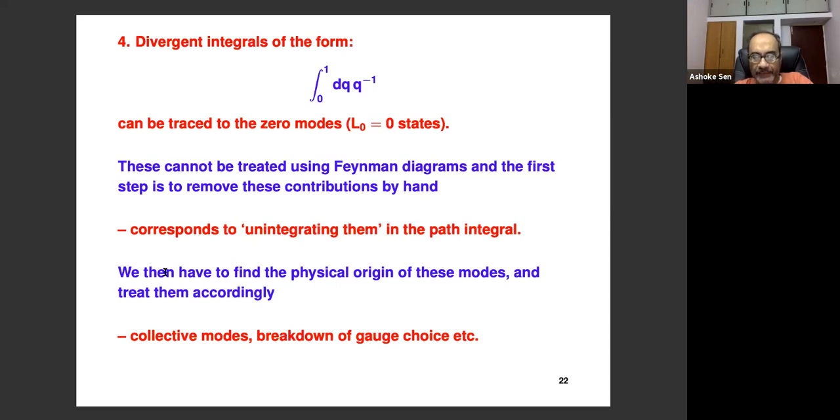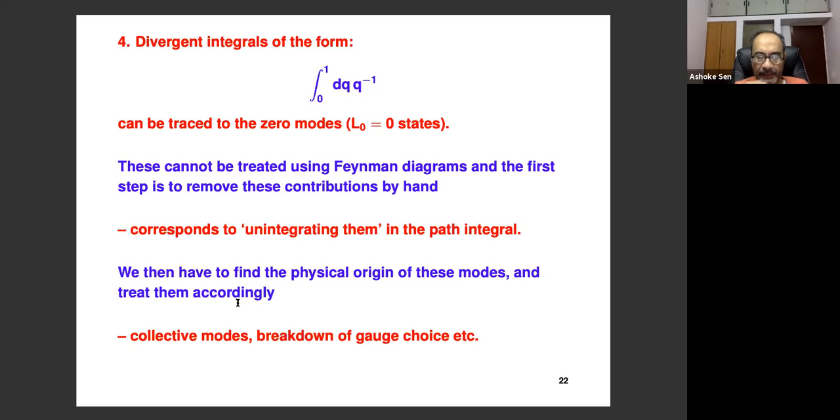So once you do that, the next step will be to find the physical origin of these modes. Why are you getting the 0 modes in the first place? And after you have identified the physical origin of these modes, then you have to treat them accordingly. And there is no uniform prescription for this. You have to really look at a mode, identify why it's coming, and then treat it accordingly.